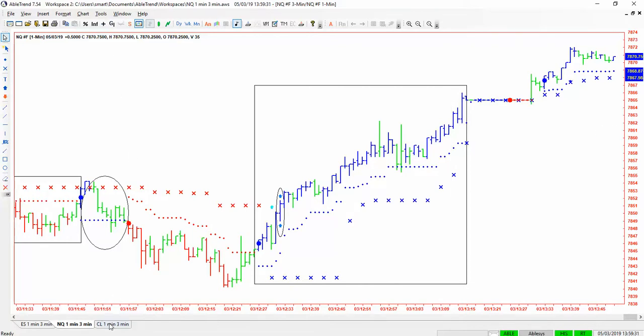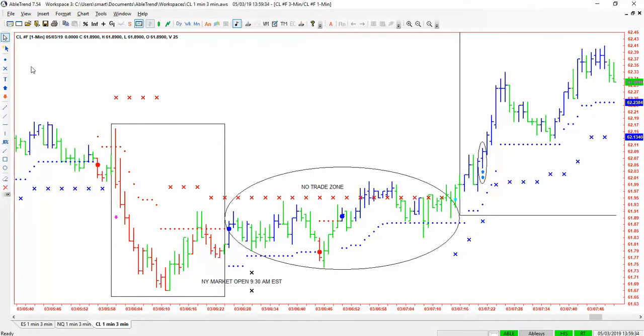One more, we're going to look at crude oil, CL. You know it's crude oil because of the contract symbol, CL, there it is. And it's down here also, CL. Where does the market open? The market opens at 9:30 right here. Okay, no trade zone. Look at this. No trade zone from the time the market opens, which is 9:30, up to 16. That's about an hour and 15, an hour and 20 minutes, maybe, that you're not going to trade after the market opens on crude.